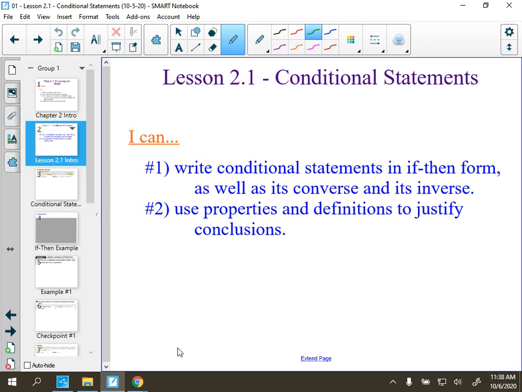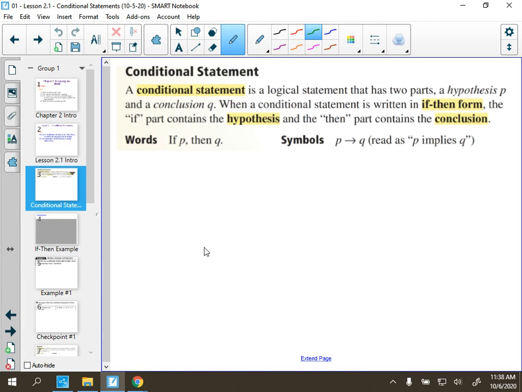So let's just jump in. Let's get it going. Try to make the video manageable time-wise. So here we go. What the heck is a conditional statement? So in our notes, here's what we added. A conditional statement is a logical statement that has two parts, a hypothesis and a conclusion. Don't get hung up right now. This is straight from the textbook. With P and Q, we're not going to use those letters. This down here, P arrow Q, none of that. It's really just a logical statement with two parts, a hypothesis and a conclusion.